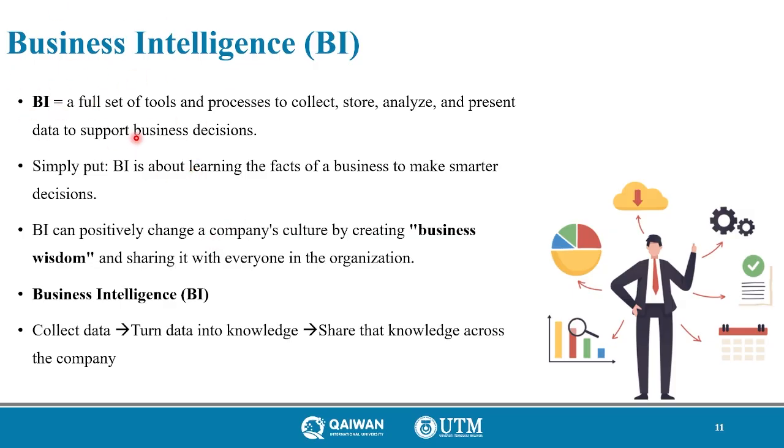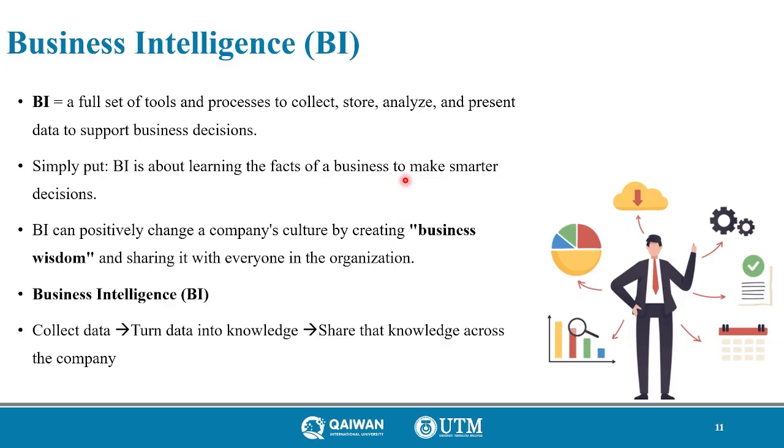Now, we have business intelligence, and this line is important, because it tells us what business intelligence is: a full set of tools and processes to collect, store, analyze, and present data. Well, you may ask, which kind of data? That data which managers are able to base a business decision on. Simply, business intelligence is about learning the facts of your business to make smarter decisions.